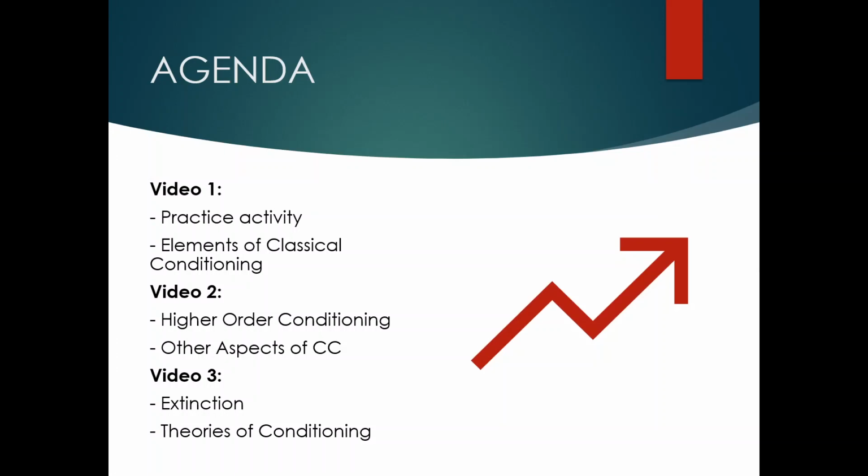Video 1 for many of you will be a review, but I want you to pay special attention to the elements as we go through them and make sure you have a firm understanding of what each of them means. We'll then look at some higher order conditioning and other aspects of classical conditioning that you might not be familiar with, before talking about extinction and theories about why exactly conditioning happens in video 3.